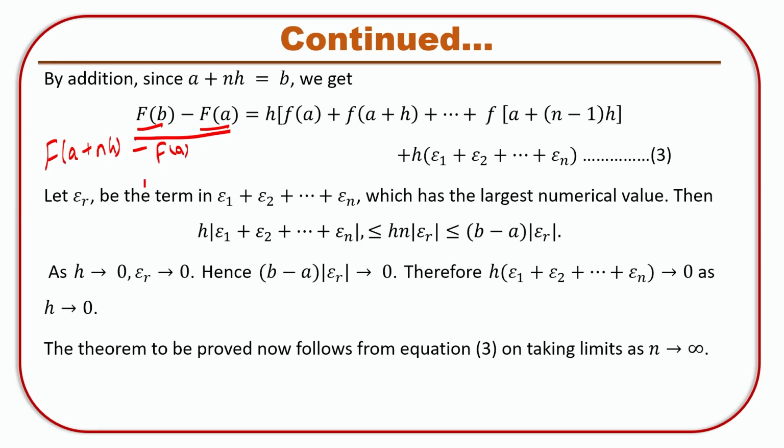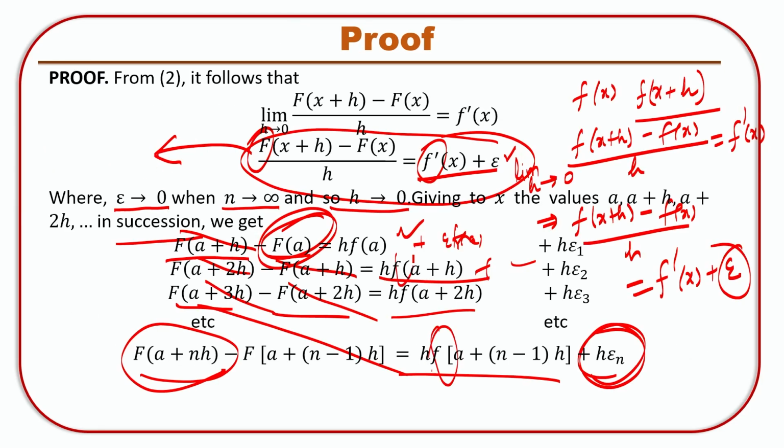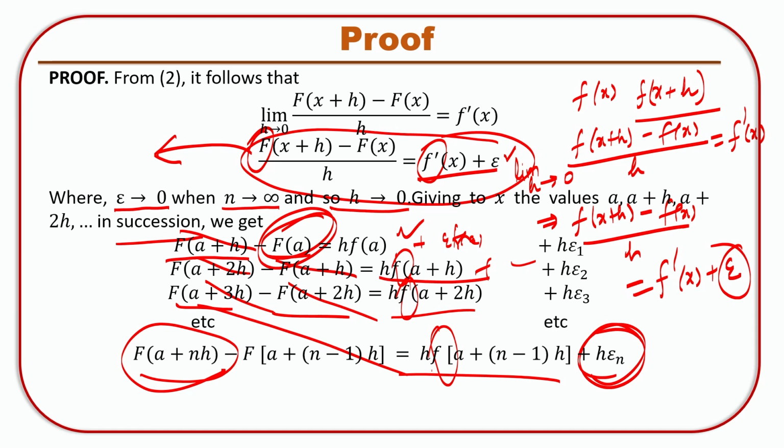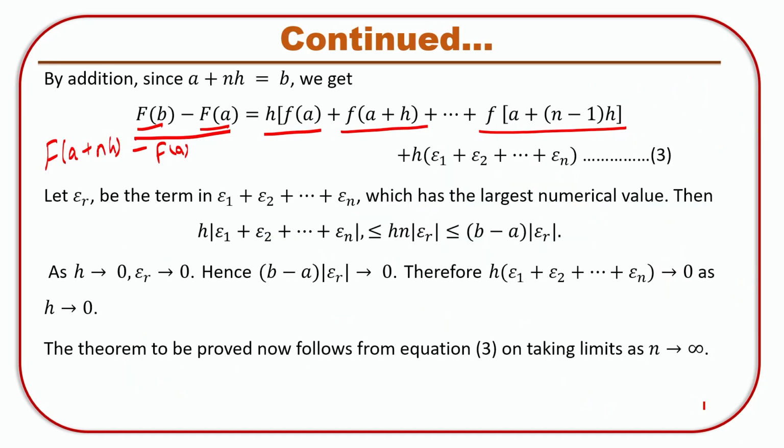This is the same thing, and that is equal to, the left hand side always consists of a small h, not the capital H. So h into f(a) plus f(a+h) plus up to f(a+(n−1)h), and plus the error terms, or you can say the limiting terms you are adding. So h into epsilon 1, h into epsilon 2, h into epsilon 3, and so on. These have been left out. This is a typo, you have to rectify it. So taking h common, you will get epsilon 1 plus epsilon 2 plus epsilon 3 and so on till epsilon n.